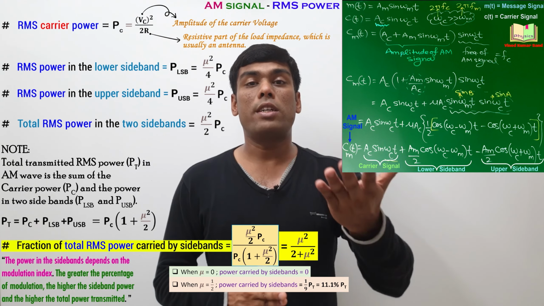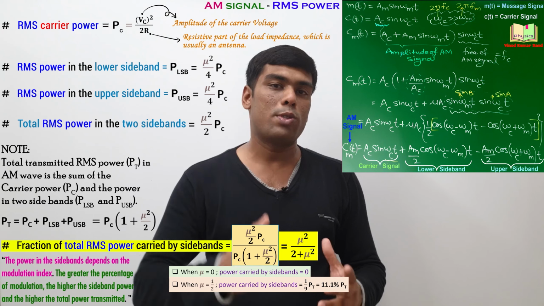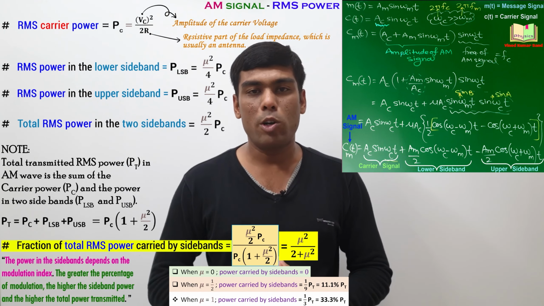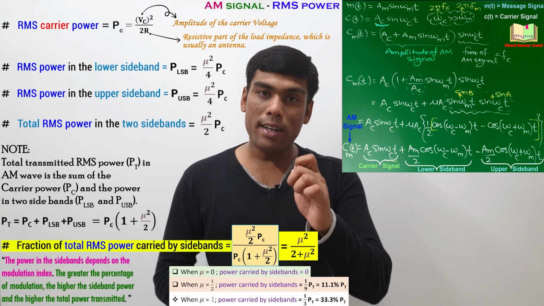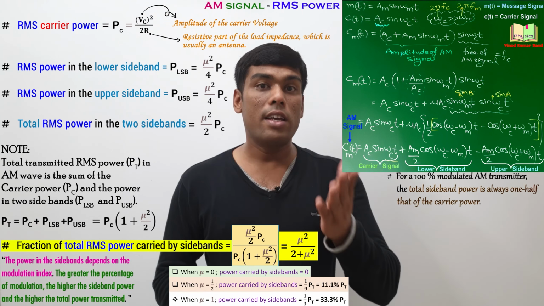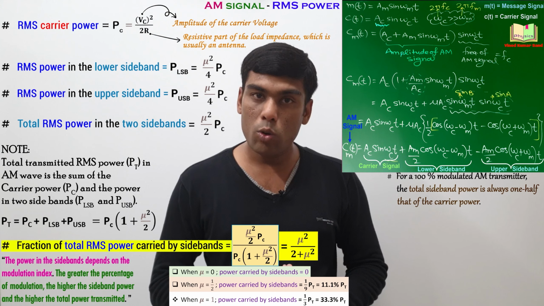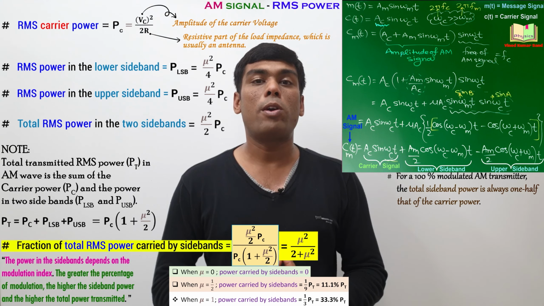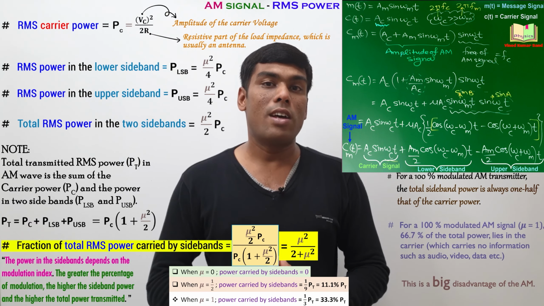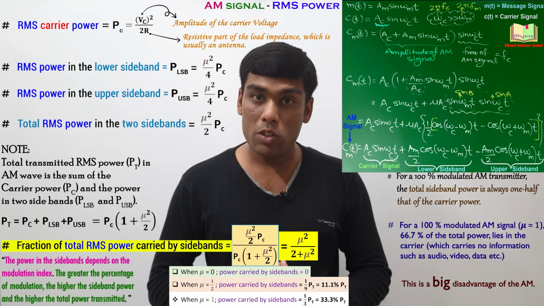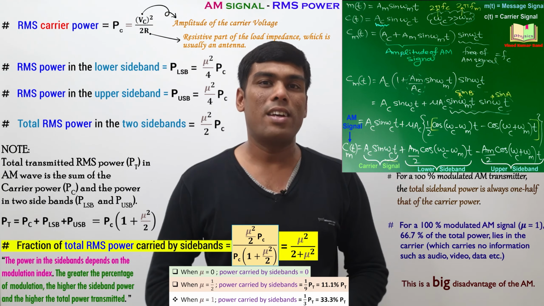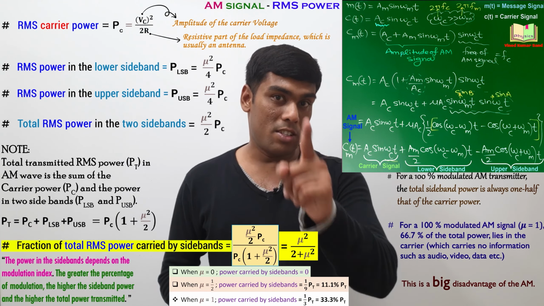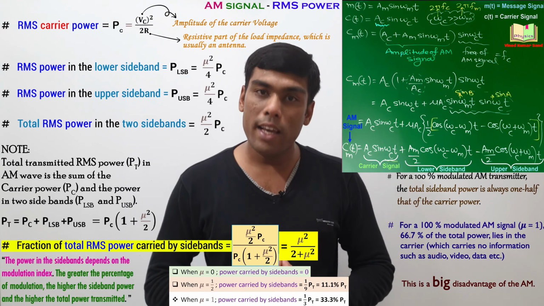And suppose we take the best possible case, mu is equal to 100% modulated wave. In this case, the power contained in the sidebands is equal to 1/3 of the total power, means 33.3% power is lying in the sidebands and more than 66% power is vested in the carrier. This is the disadvantage of the AM signal.